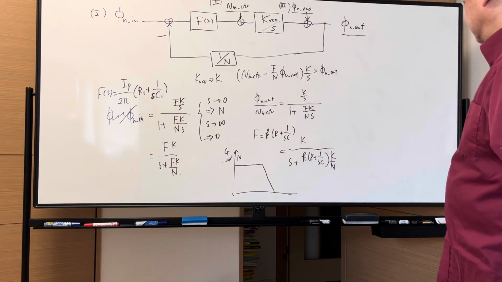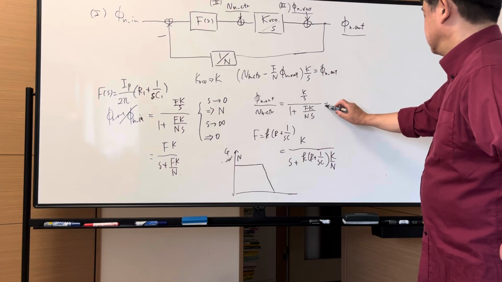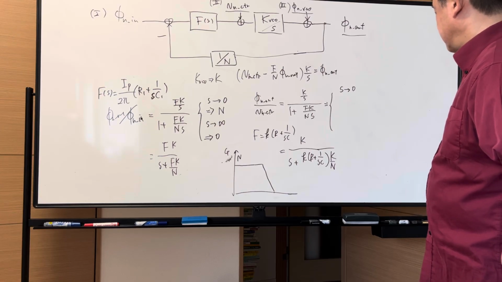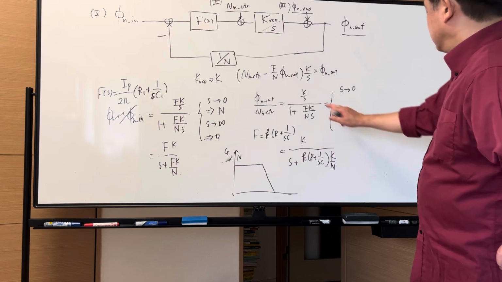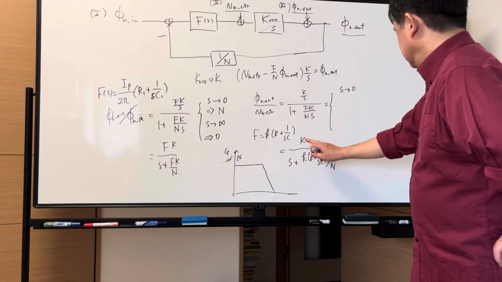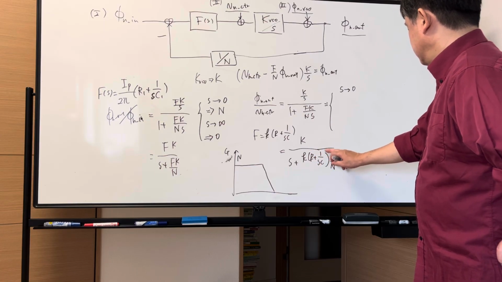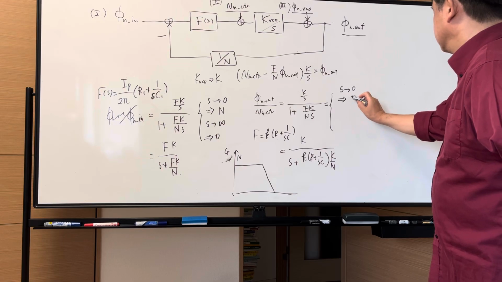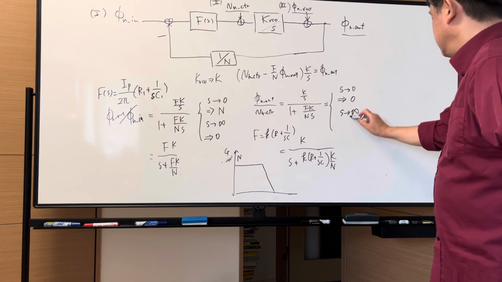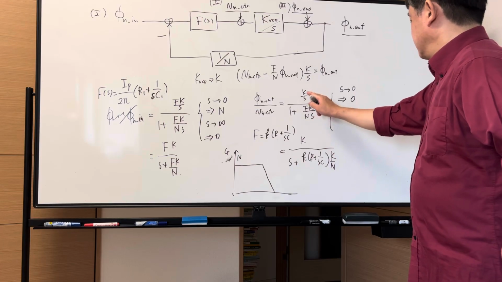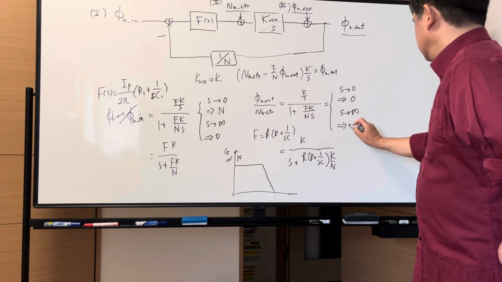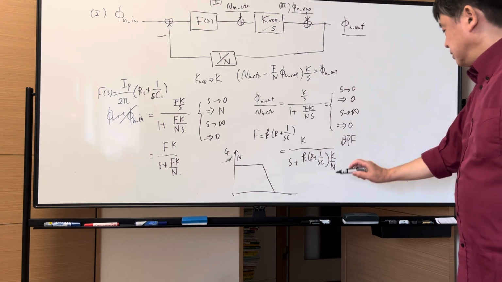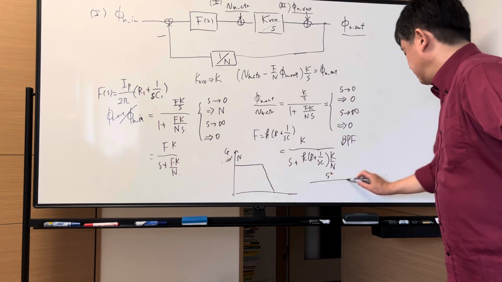Then if S is going to 0, very small, this is infinity, this is 0, this is 0, this is infinity, this is infinity, so it's going to 0. Also, if S is going to infinity, infinity going to 0, infinity 0, 0 over 1 makes 0. So this means this is a bandpass filter. Of course, it's a form of this kind.